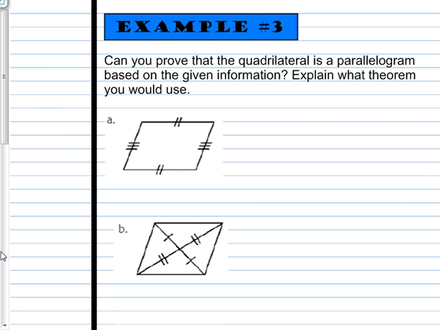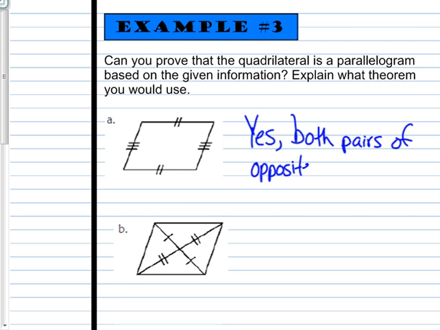Number 3. Can you prove that the quadrilateral is a parallelogram based on the information given, and explain what theorem you would use? Okay, so the first one says A. Can I tell this is a parallelogram by this? The answer would be yes. And how do I know? Both pairs of opposite sides are congruent. And I just put the symbol for congruent. Both pairs of opposite sides are congruent.